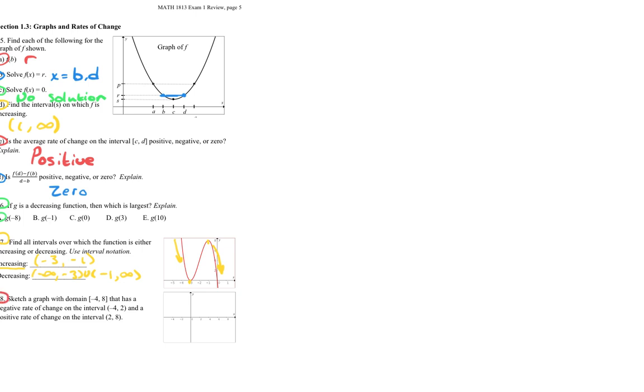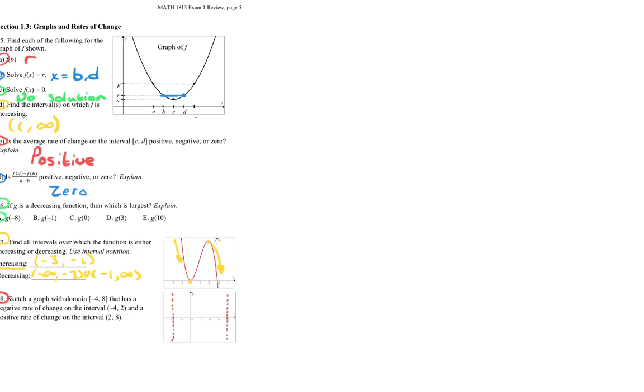Okay, 18: sketch a graph with a domain from -4 to 8 that has a negative rate of change from -4 to 2 and a positive rate of change from 2 to 8. So first thing that I'm going to do is just mark out my boundaries here. So my graph should be inside of these two lines here.